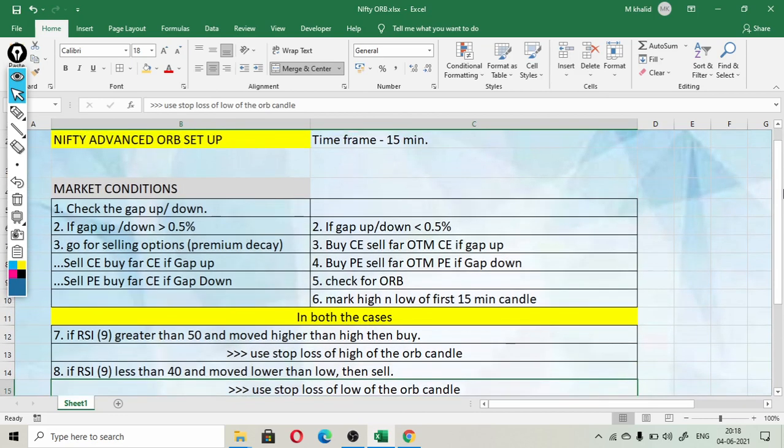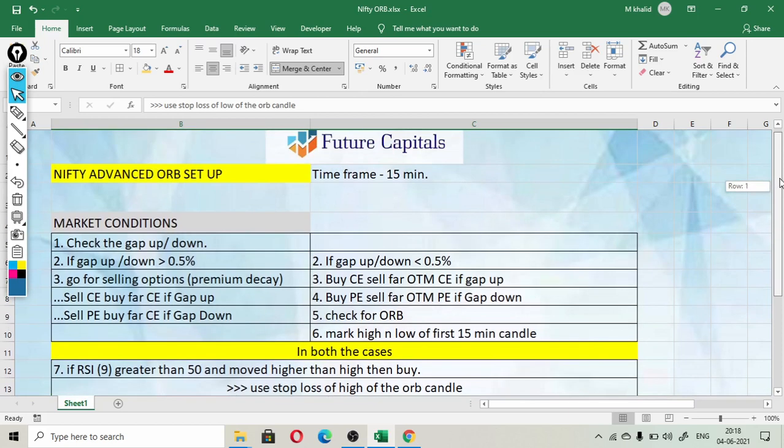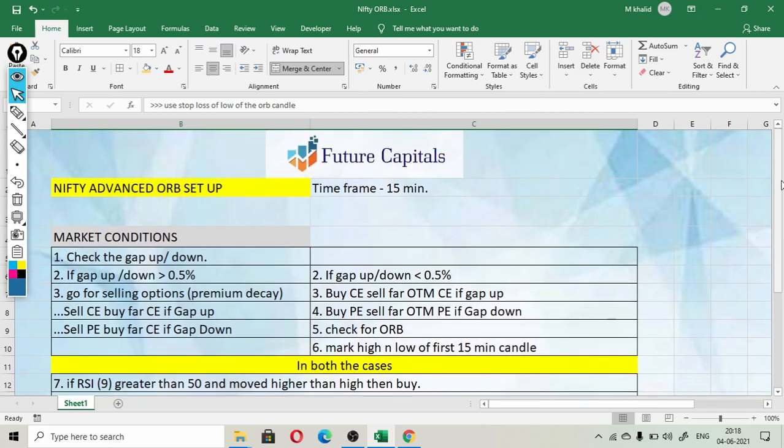So first of all, let us see its key points, and after that I will show you everything in the chart. First of all, we have to check what the market conditions are. So what could they be?